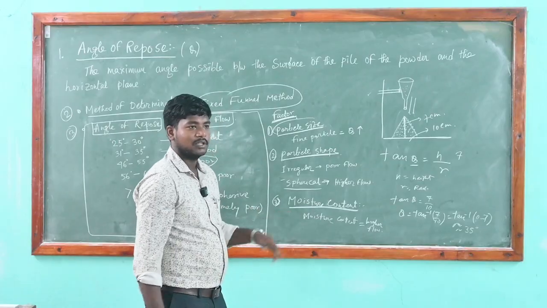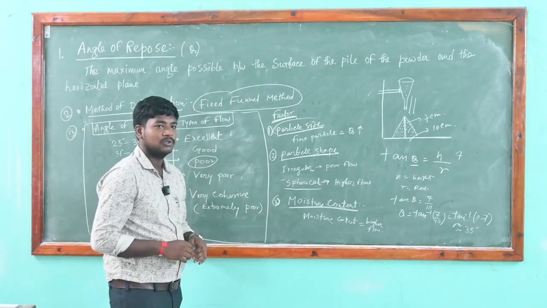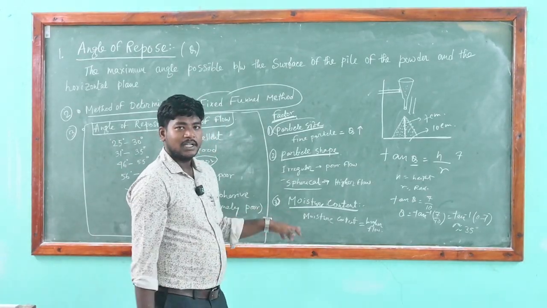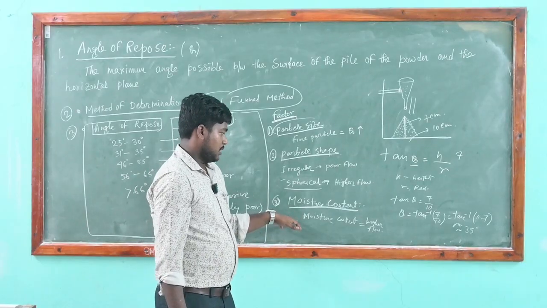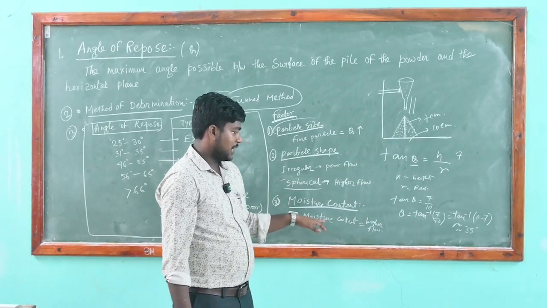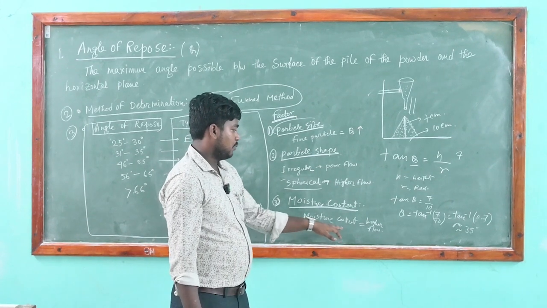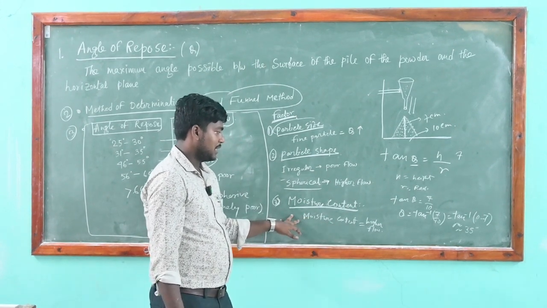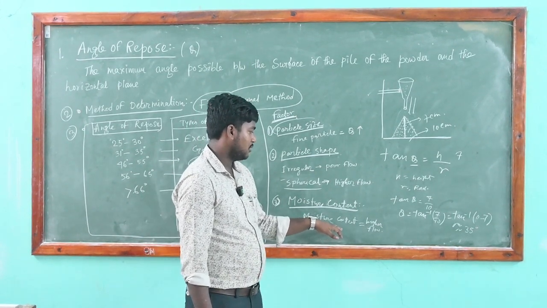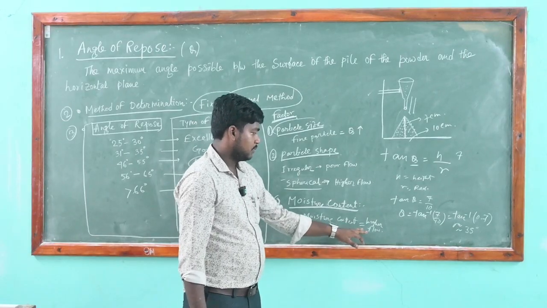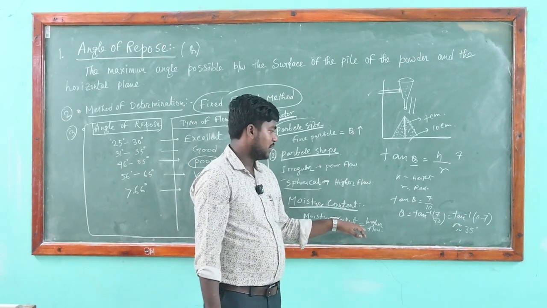And the moisture content. Moisture also varies the angle of repose. If the moisture content is very high, then the angle between the two surfaces gradually increases. So the angle of repose is very high, which means a poorer flow property. So the moisture content is inversely related to the flow property of the powder.